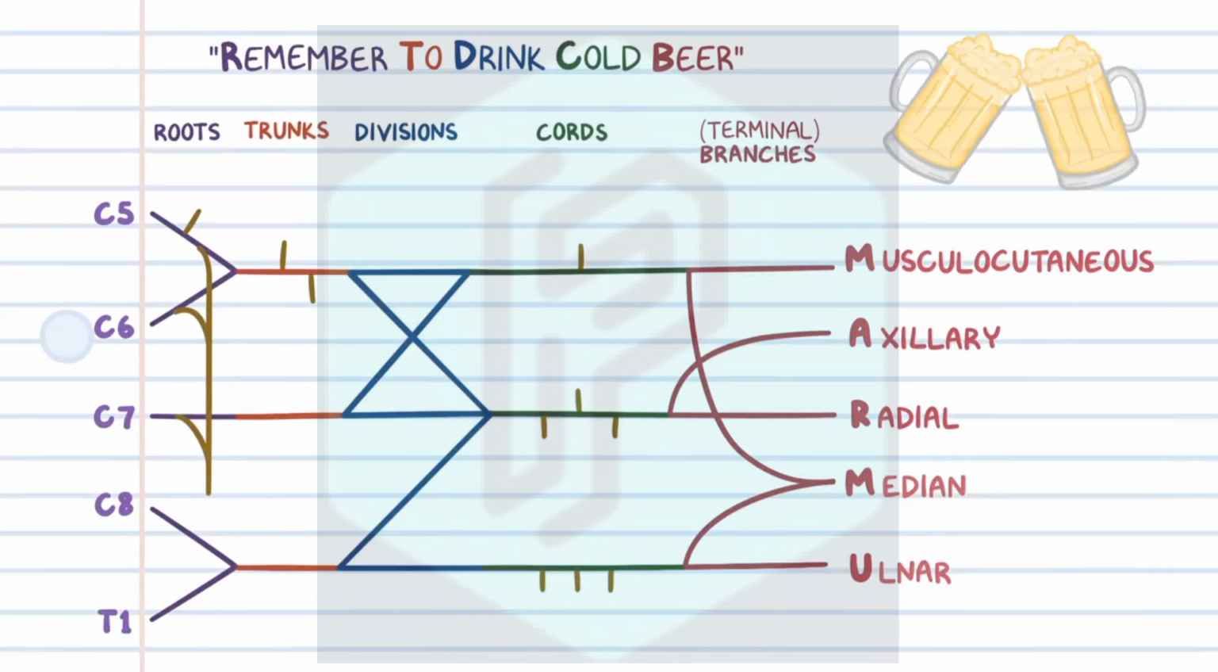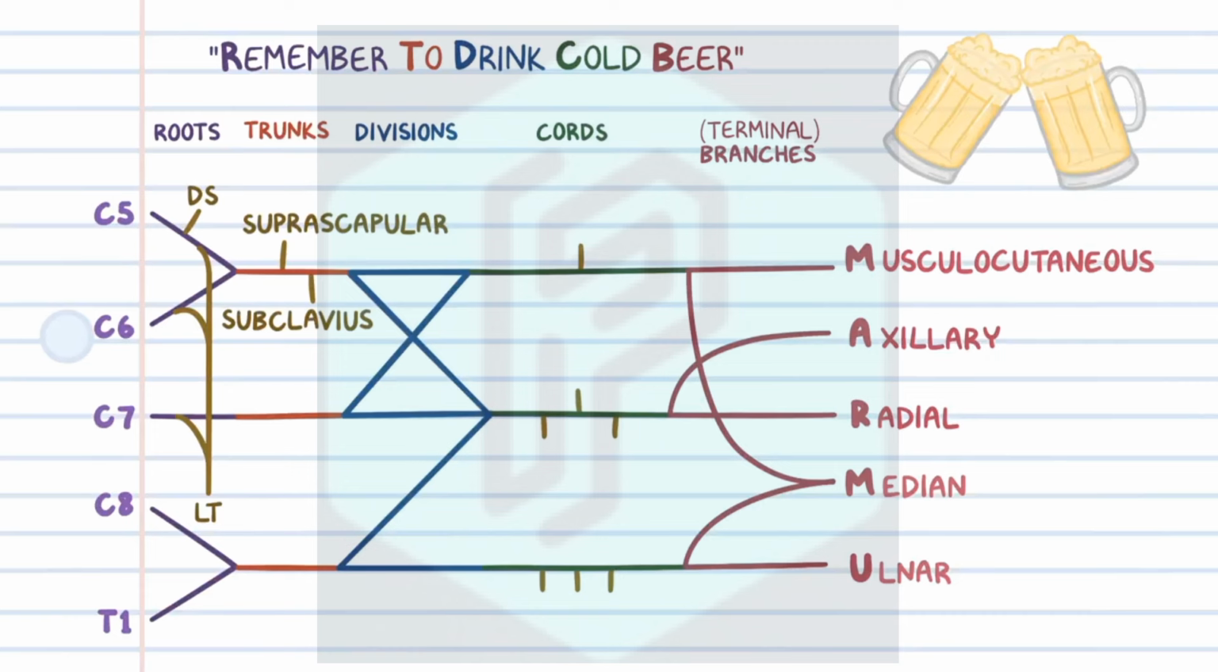Next, we can start labeling the collateral nerves, starting with those that branch off the roots. The dorsal scapular nerve branches off of the C5 root, and the long thoracic nerve arises from the C5, C6, and C7 roots. The superior trunk has two collateral branches, the suprascapular and subclavius nerves.